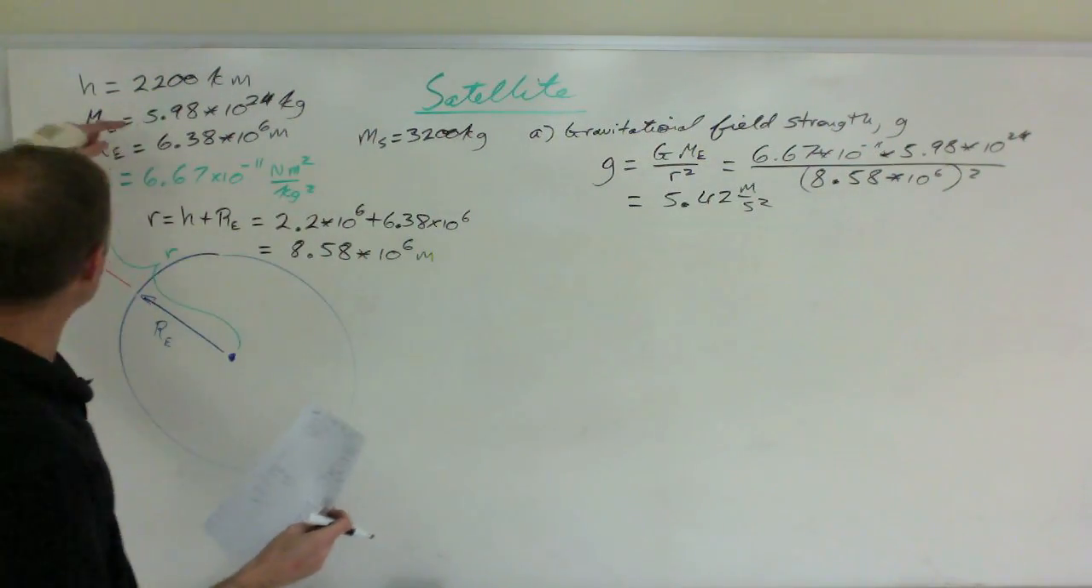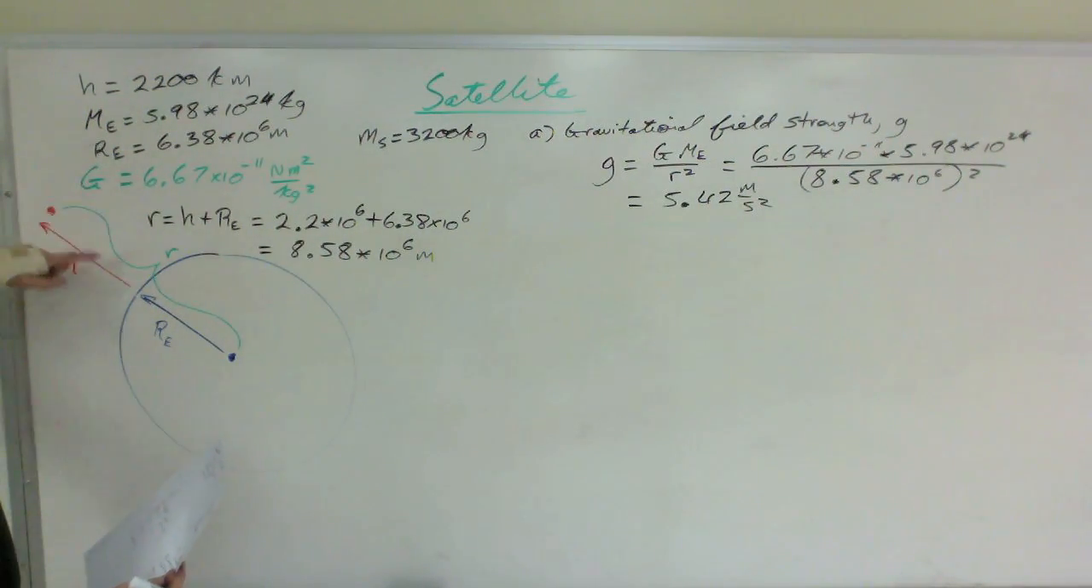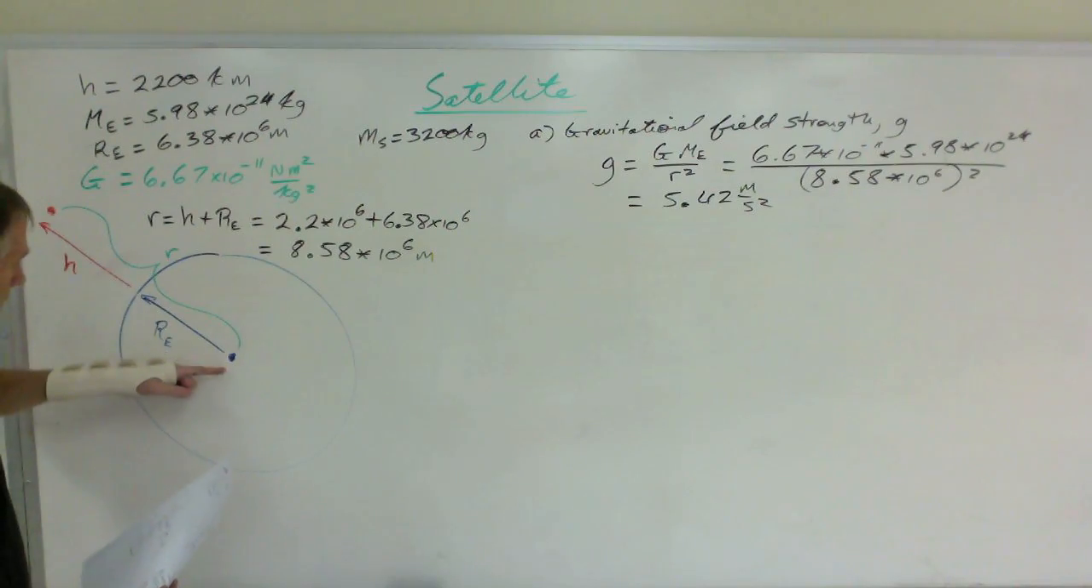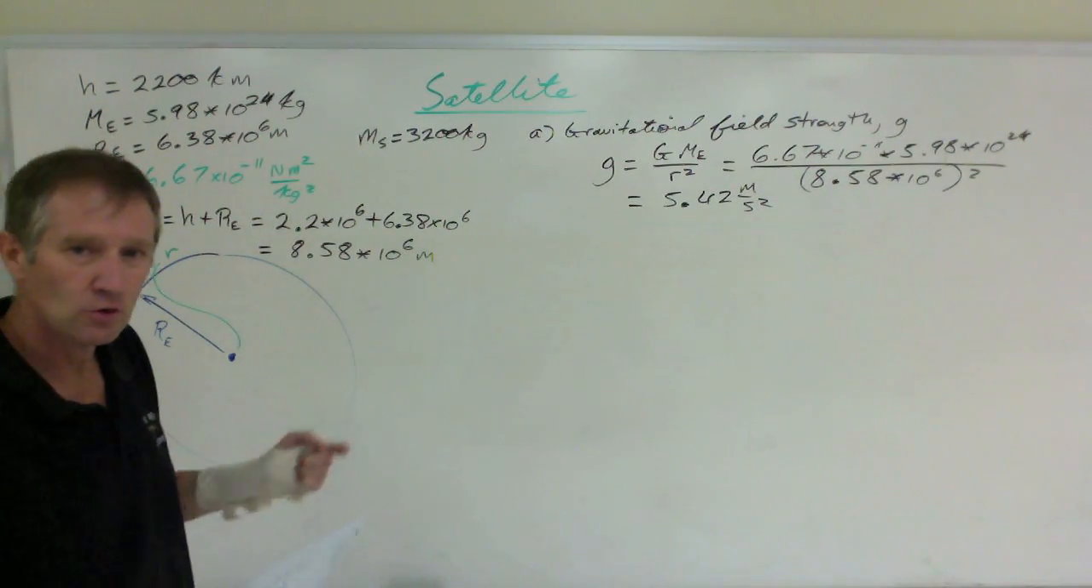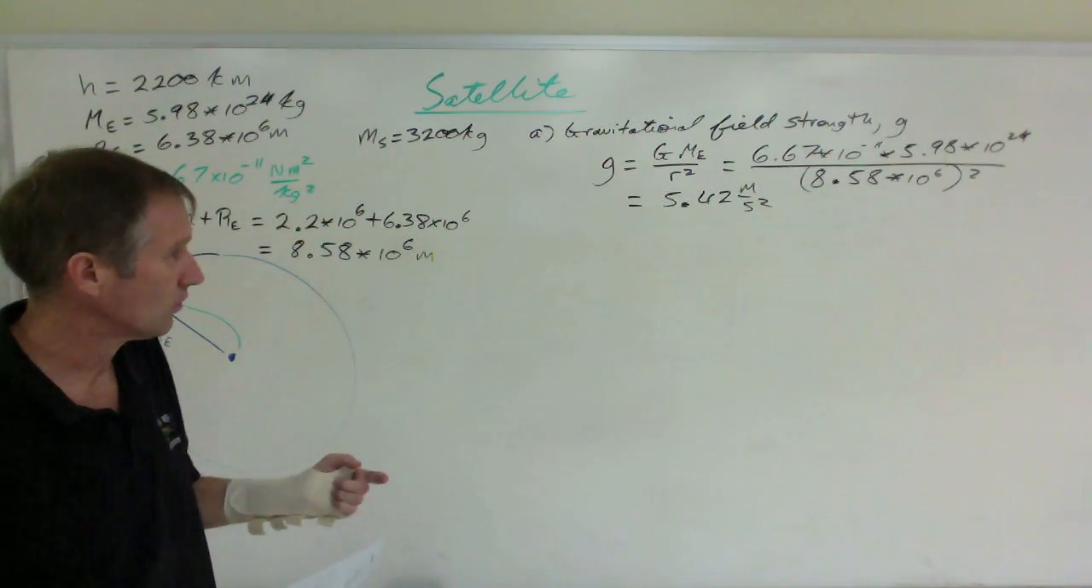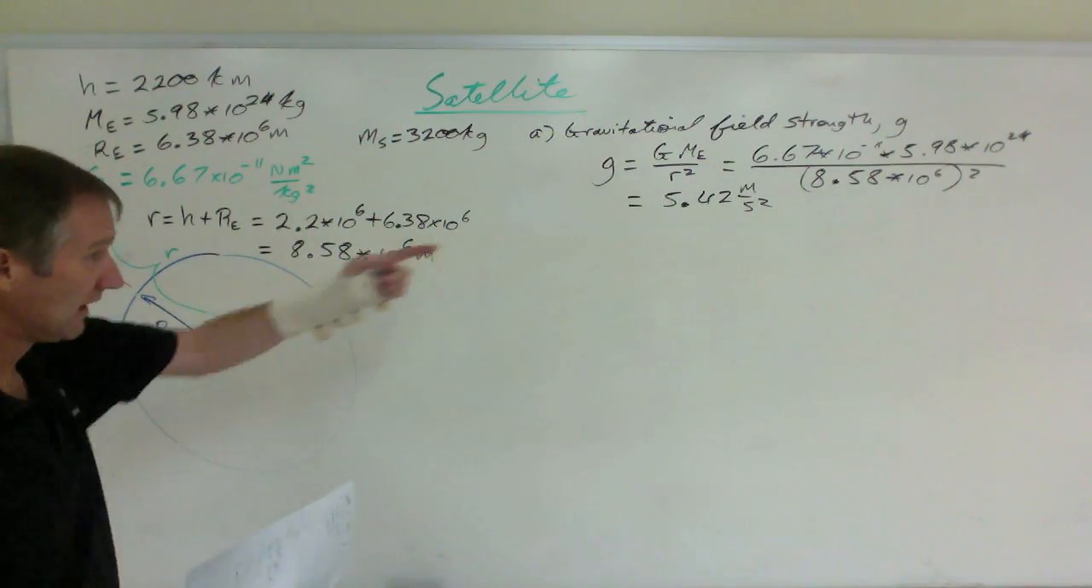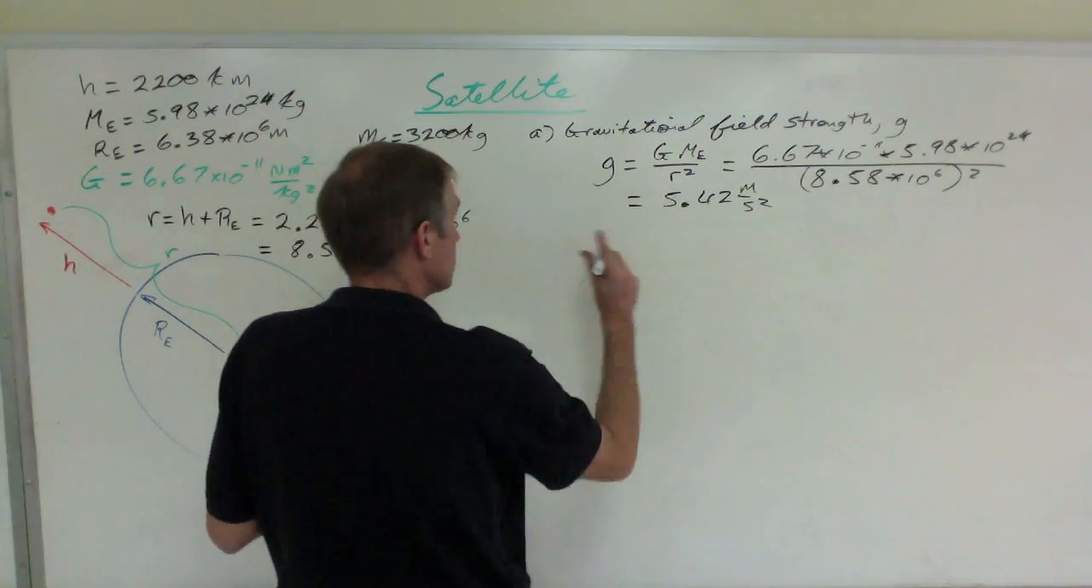It means if we were to stop this satellite right here, just let it fall towards the center of the Earth, it would accelerate at 5.42 meters per second every second towards the center of the Earth. Of course, it's going to increase as it gets closer. That's what that means.